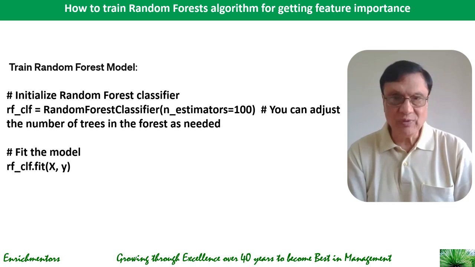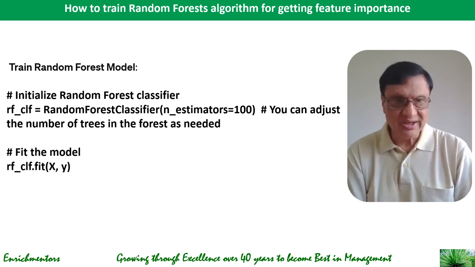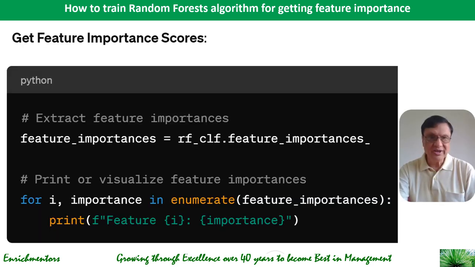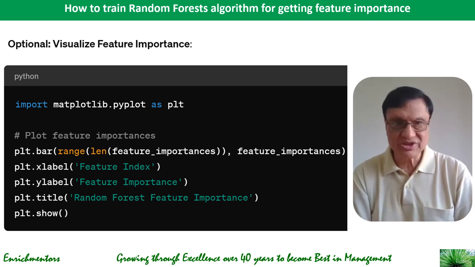So you load this data set using these simple commands. Then you train the random forest model using again the commands that you see here. And here you can adjust the number of trees and fit the model into the program, right? Then get the feature importance using the scores, extract feature importance command, and then you can either print or visualize this feature importance again using the command that we are showing you here. Optionally, you can also use this visualize feature importance command. This will plot a bar chart showing the importance of each feature, and you can customize the visualization further according to your preferences.